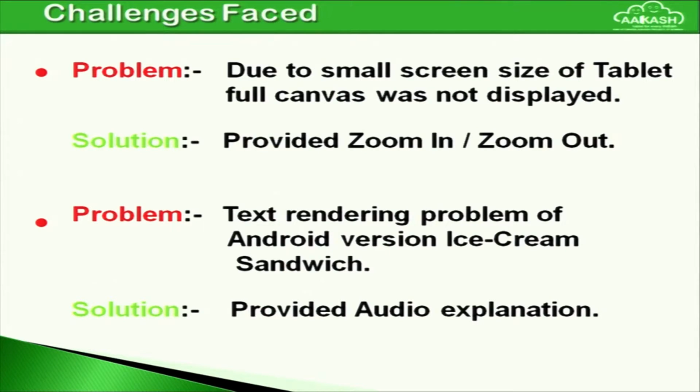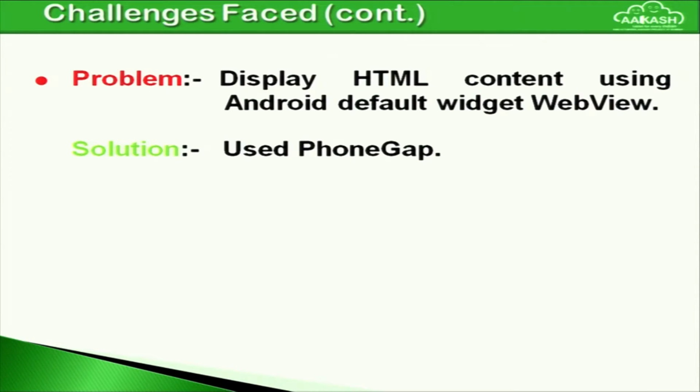The second problem that we were facing was the text rendering problem of Android version Ice Cream Sandwich. As this application is meant for Indian schools, we wanted to extend our application to several regional languages as well. But due to the text rendering problem in Android version Ice Cream Sandwich, we could not make the content in other regional languages. So to solve that problem, we provided audio explanation, for which we have recorded a Marathi explanation, which can be further extended to other regional languages as well.